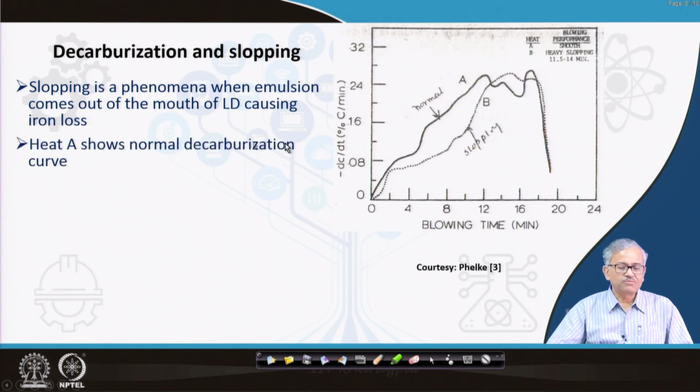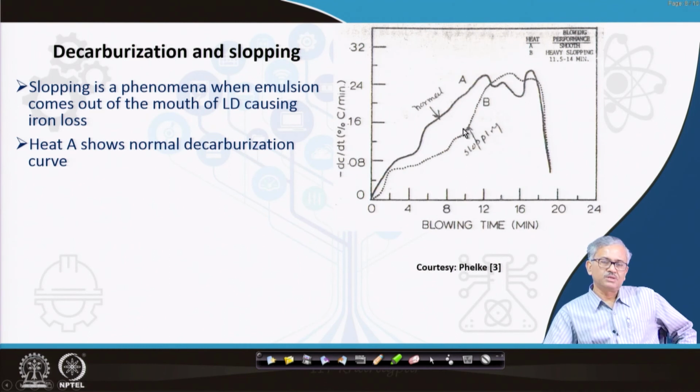And then you can find there are two heats from the industrial plant. This is the normal heat, you can say, that is the first stage, regime 1, where the decarburization rate increases and then it is almost steady state and then coming down. And there is another heat from industry itself that is not normal. You can find here the decarburization is very slow, okay, and suddenly there is a sudden jump in the decarburization rate. Then it comes to a steady state and comes down. And in this case basically the slopping takes place.